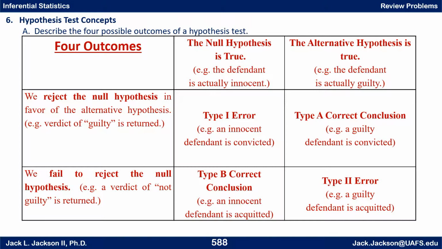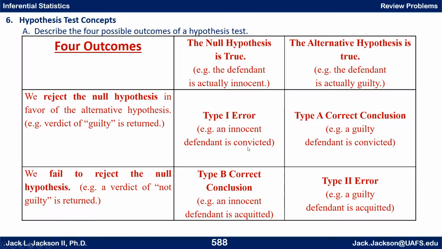Remember, in the justice system analogy, or courtroom analogy, the null hypothesis is that the defendant is actually innocent, or at least innocent until proven guilty. So we assume innocence. That's the null hypothesis. So if the null hypothesis is true, the defendant is actually innocent. If the alternative is true, then the defendant's actually guilty. A verdict of guilty would be rejecting the null hypothesis. A verdict of not guilty would be failing to reject the null hypothesis.